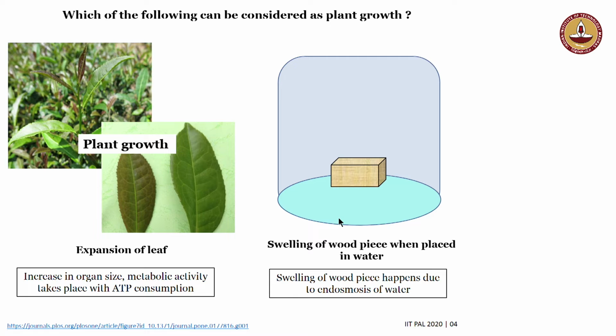As there is an increase in organ size due to metabolic activity which takes place with the help of ATP consumption, while in the swelling of the wood placed in the water, it happens due to the endosmosis of water. So there is no metabolic reaction which is causing the swelling of wood.